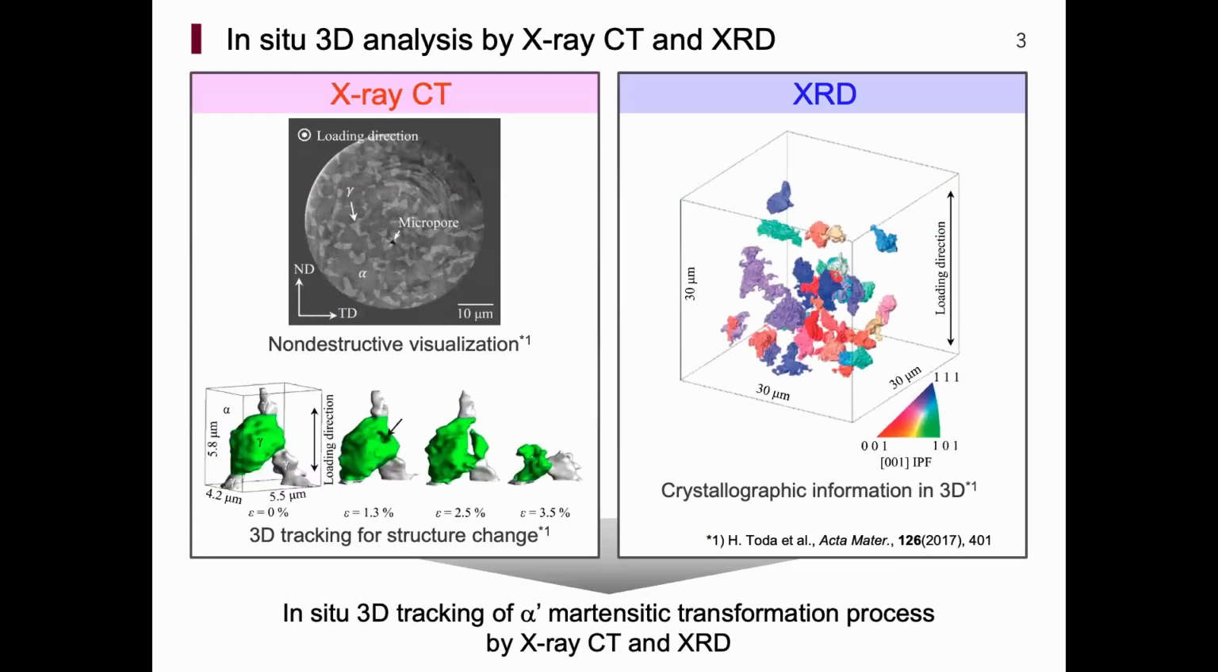So in this research, we performed X-ray CT and XRD analysis by synchrotron X-ray to achieve the objective. X-ray CT can visualize the internal structure of the material and track the structure change non-destructively. On the other hand, XRD analysis can acquire the 3D crystallographic information. So by combining these two techniques, we tried to achieve in situ 3D tracking of alpha prime Martensitic transformation process.